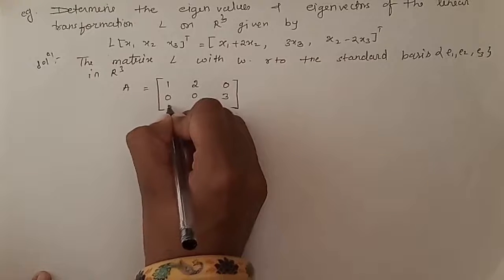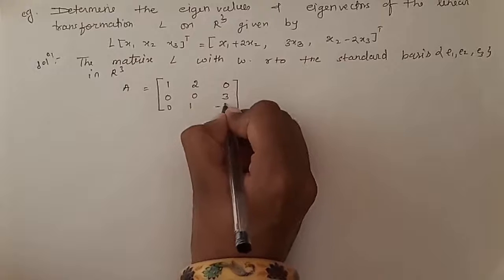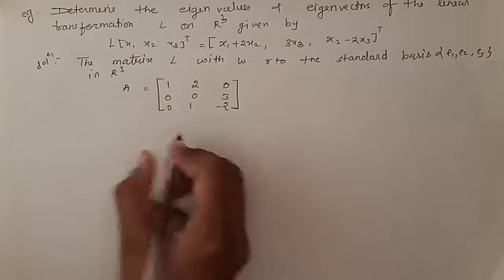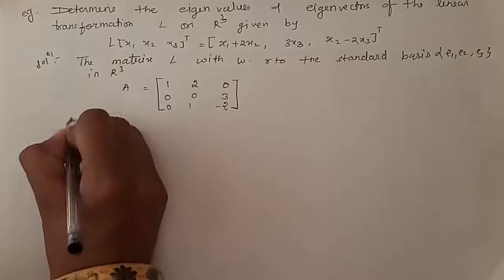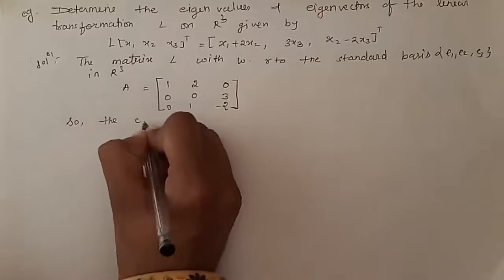Now x1 is not there, so 0. The coefficient of x2 is 1, the coefficient of x3 is minus 2. So this is the matrix which we have. Now if this is the matrix, we can write the characteristic equation of L.